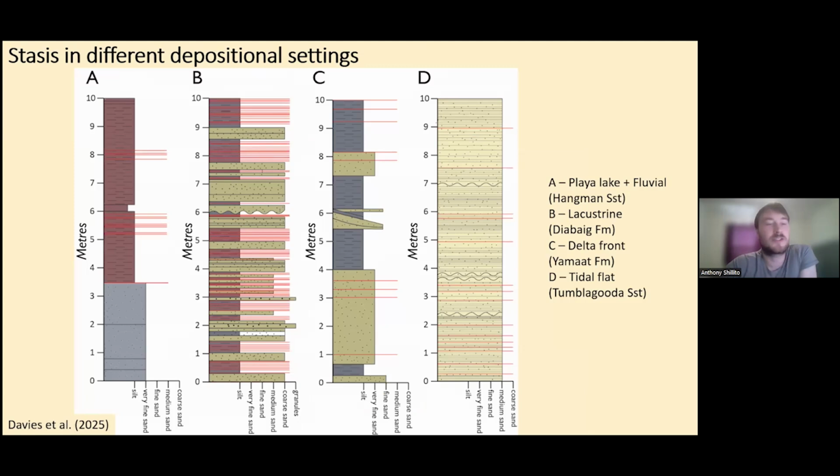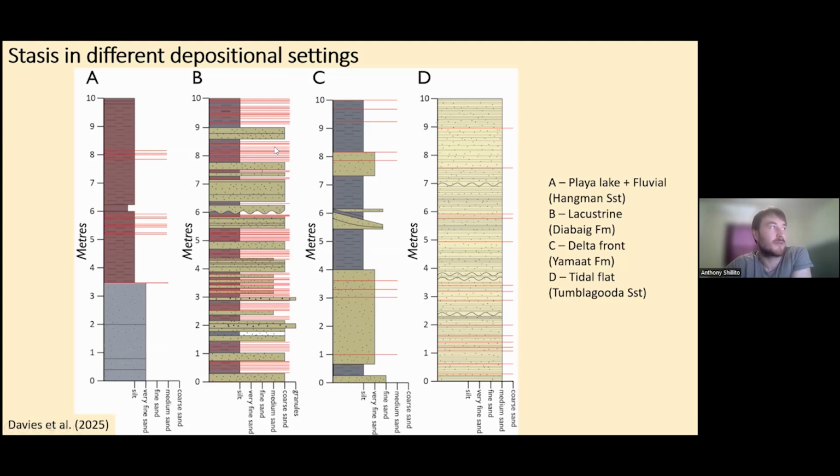Now, stasis varies dramatically between different depositional settings, and I'm going to show a couple of them as case studies in a couple of slides' time, just to give an idea. All of these are schematic sketch logs illustrating different depositional settings. A is based on the Hangman Sandstone of the UK, which is playa lake and fluvial deposits. You can see very few true substrates, which are marked by red, in the bedding planes and the fluvial deposits, far more in the lower energy environment where we're seeing more stasis.